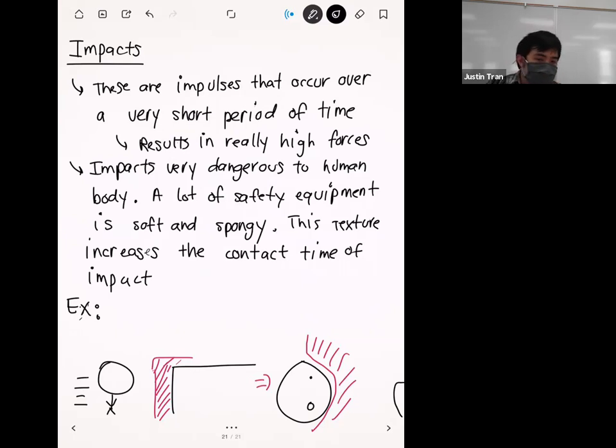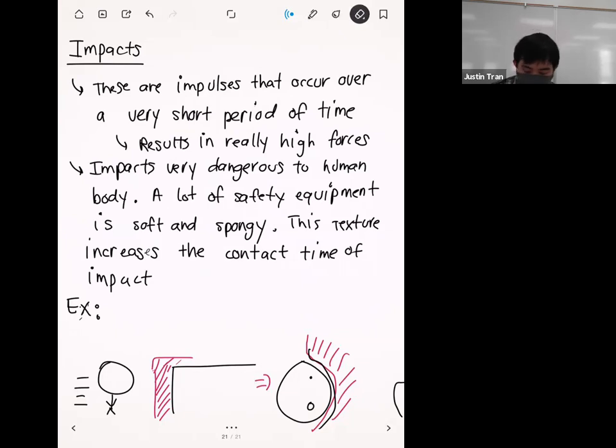it may not seem like much. Maybe you're only adding 1/8 of a second, but that 1/8 of a second is actually critical. Any time that you add to changing the momentum of an object makes really big differences in the amount of force that gets generated. So this extra time it takes for the foam to deform makes a big impact on the amount of force that the baby experiences.